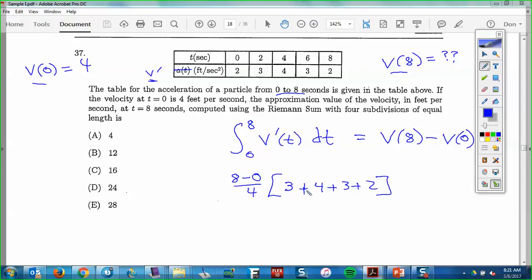But this is b minus a over n, f of 2, f of 4, f of 6, f of 8. Okay, what do we get there? 7, 10, 12 times 2, we get 24. So we use the Riemann sum to do this side over here. Equals v sub 8 minus, and what was v sub 0? 4. Add 4 over to there. We get v sub 8 equals 20.